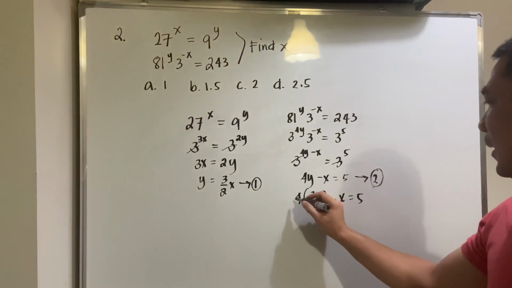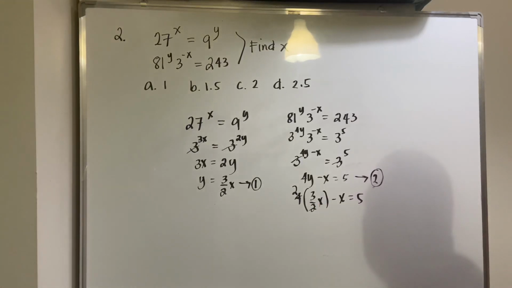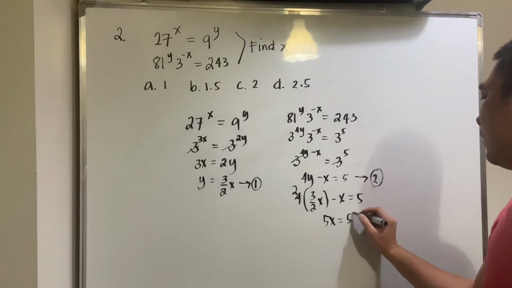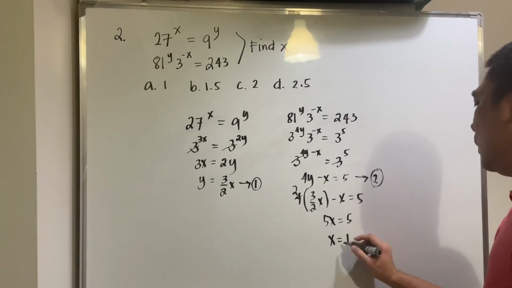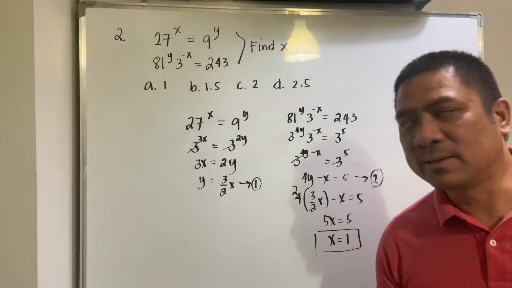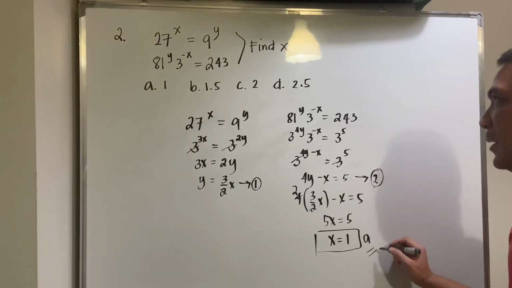So that makes it 2 there. So 6x minus x is 5x. 5x is equal to 5, so x is equal to 1. So in this case, we have our answer, letter A, as our answer.